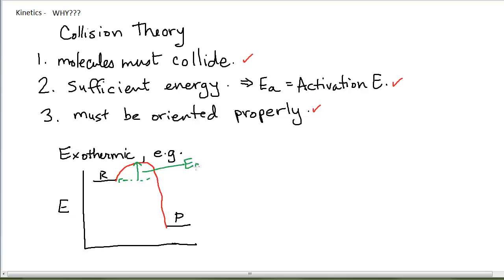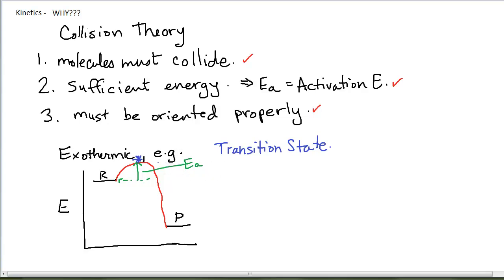This is my E sub A. This amount of energy is the amount of energy required to get over this path. This is a path to the products. Here at the peak of the path, at the top portion, we call this a transition state. We can also refer to it as the activated complex at the peak.